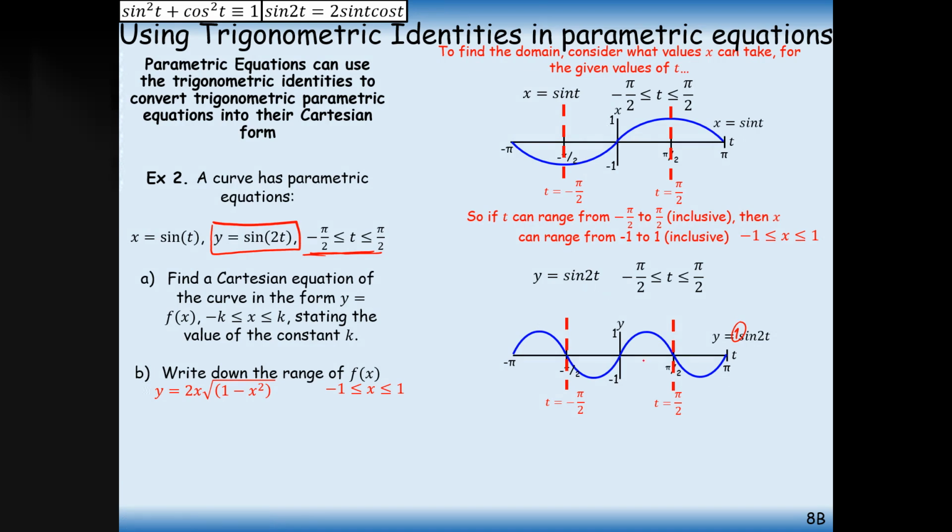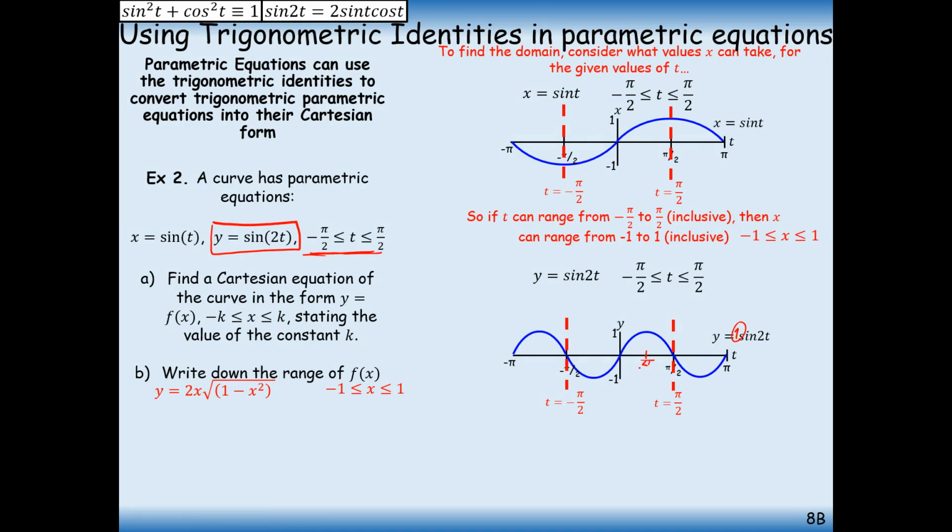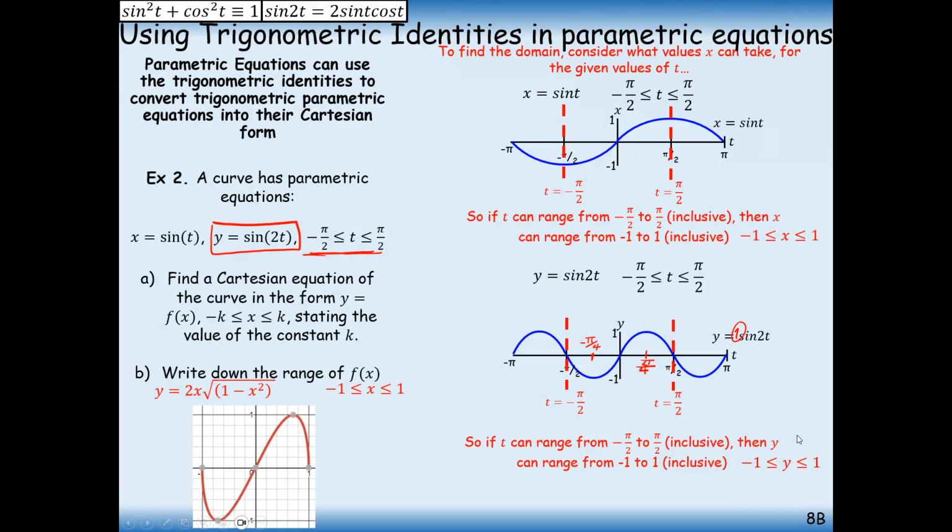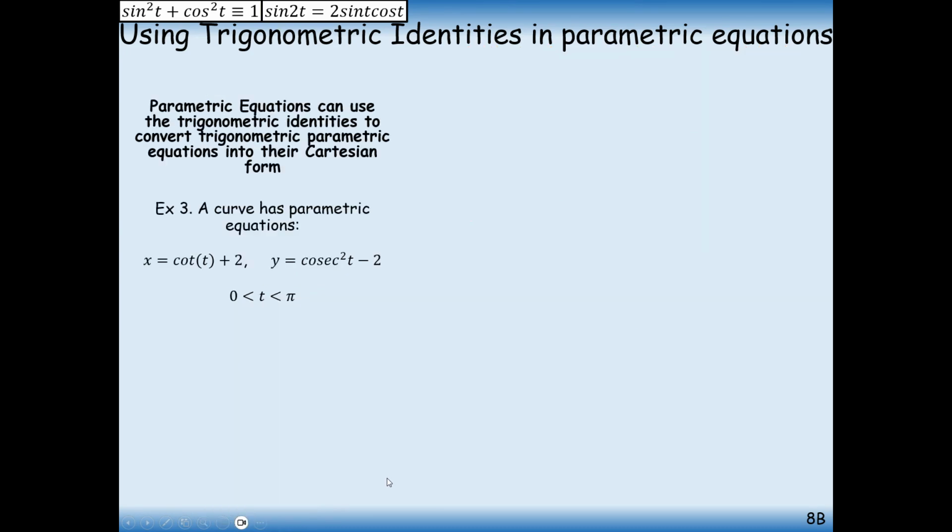It will have reached its maximum at pi over 4 here, and it will have reached its minimum at negative pi over 4. The values of y are also bounded, so the range of y is between -1 and +1. And finally, the overall shape of our parametric equation will look something like so. You can use your calculator and have a play around with it and figure out that it will look like so.